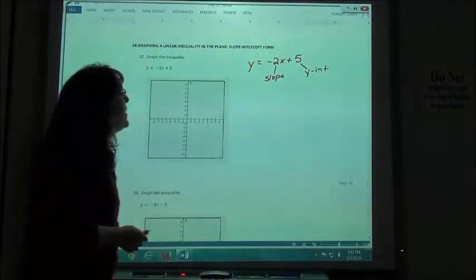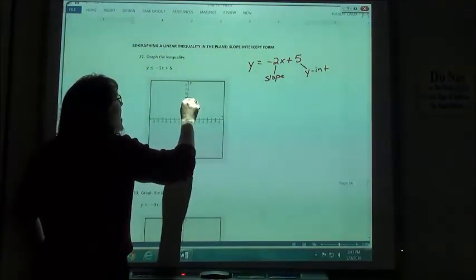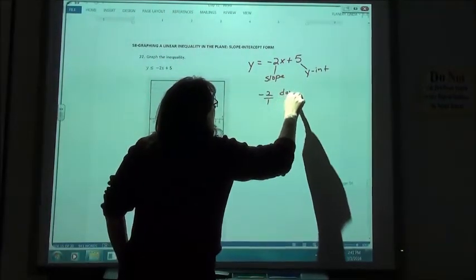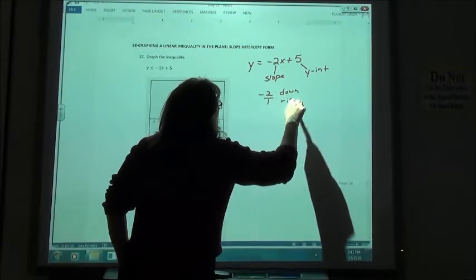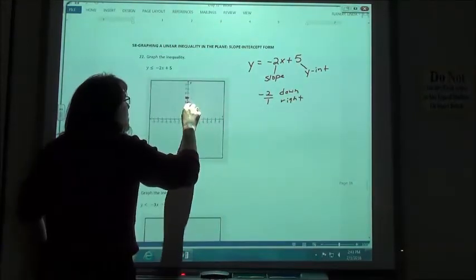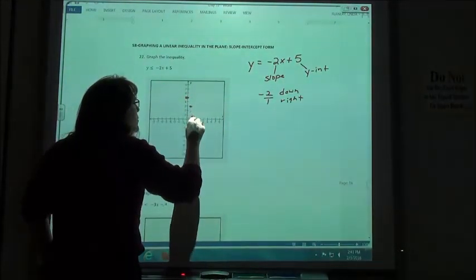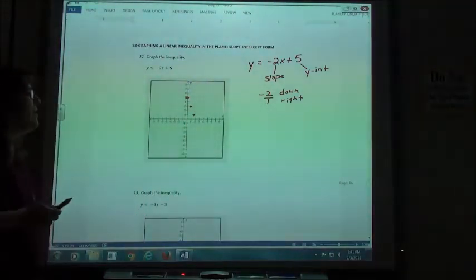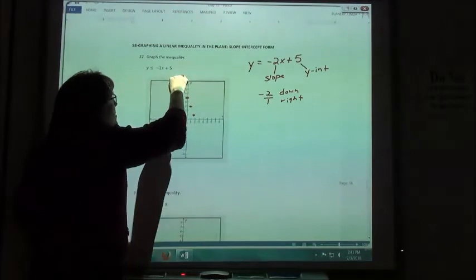Plotting my y-intercept first, my y-intercept is 5. My slope is negative 2 over 1, so I'm going to go down 2 and to the right 1. So down 2 over 1, down 2 over 1, as far as you want to go. Now, once I have that, I am going to draw my line solid.